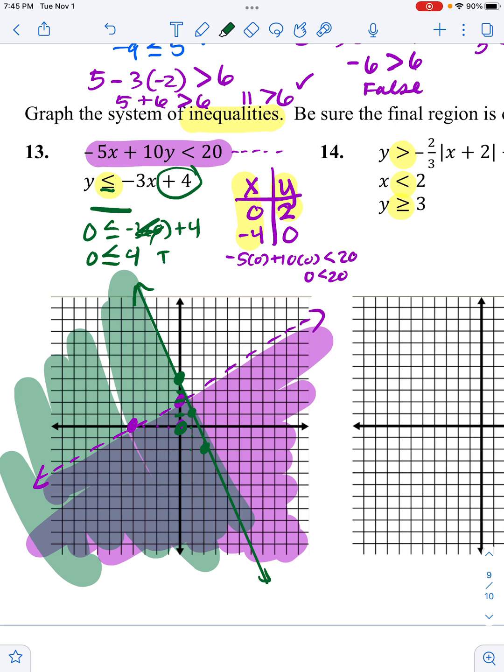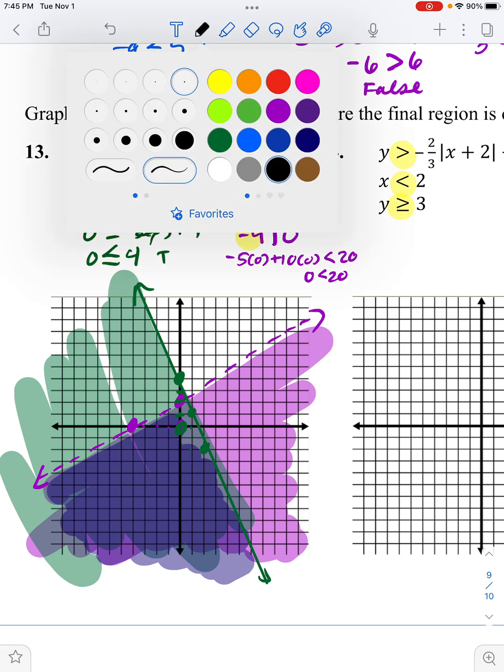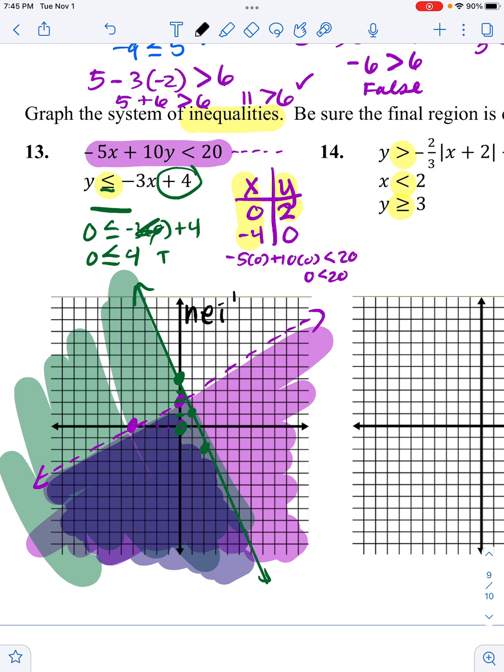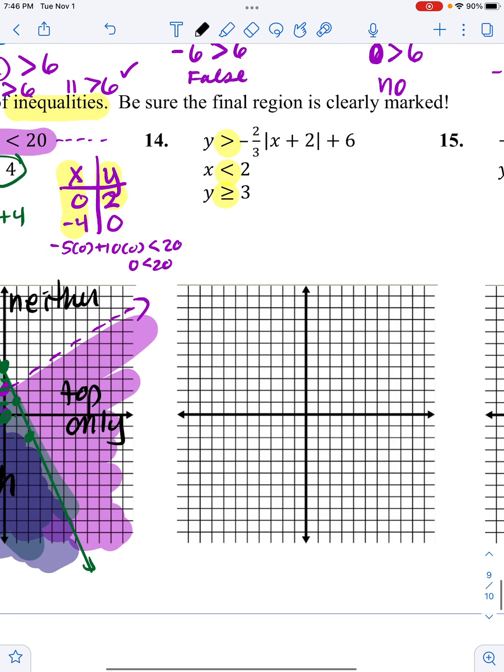And then you want to make it really obvious on the test where your shading overlaps. So colors would be nice, or if you use something darker to show, hey, this is the area that works for both. Because again, we talked about it that day, we learned this. This region has points that work in neither. The one over here that's purple, they only work in the top because that was the purple equation. Over here where it's only green, they only work in the bottom. And then where they overlap, that's where they work in both, and that's what is considered a solution.